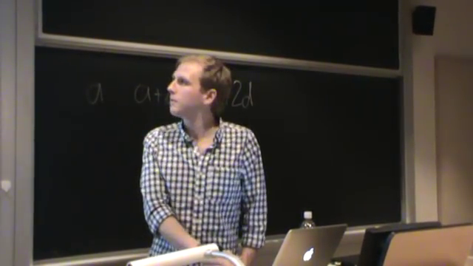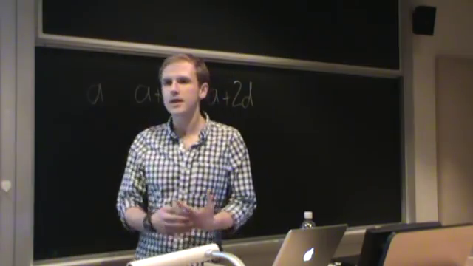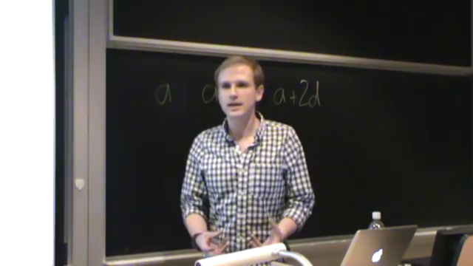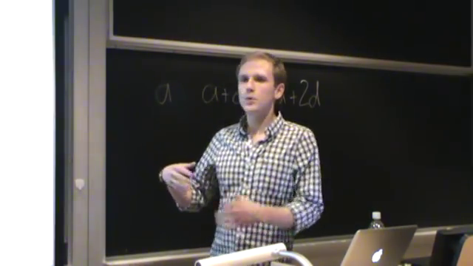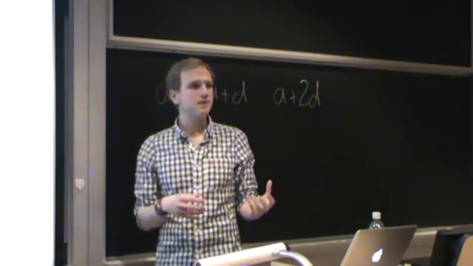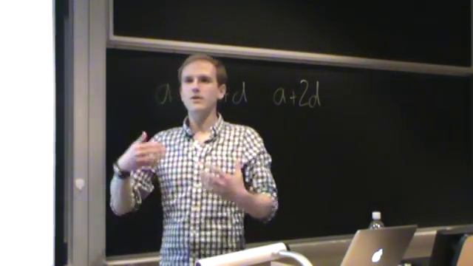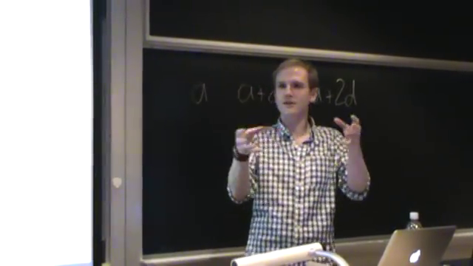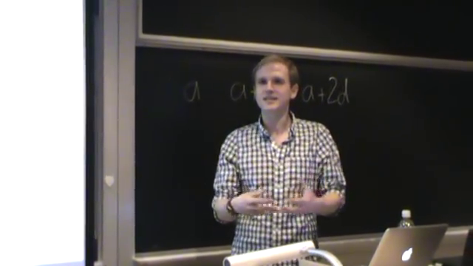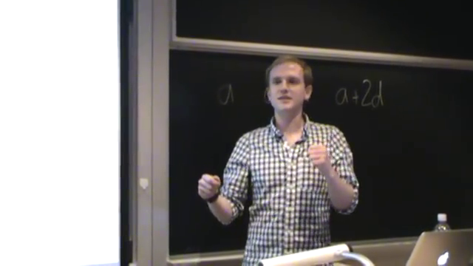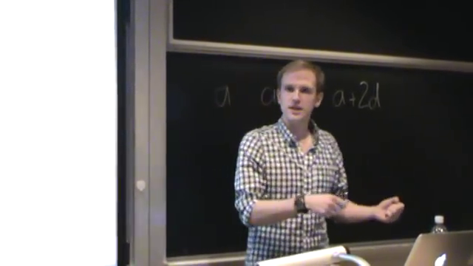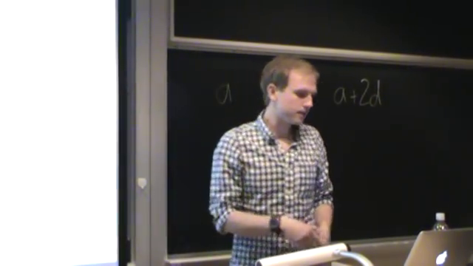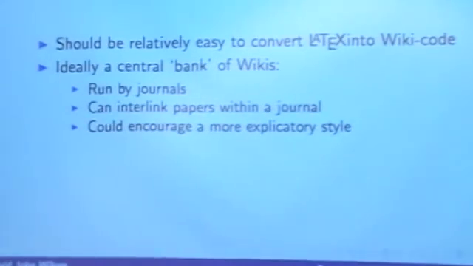But what I think would be really useful would be if there was some kind of central bank of wikis so that you could get interlinking within wikis. Because you have papers that reference other papers, but wouldn't it be really useful if when you got to the point that referenced another paper, you could click and you were taken to that point of that paper with that explanation, so that you weren't having to look at this other journal and go through the whole paper until you find the appropriate section. So I guess that would be where I think it would be really useful.